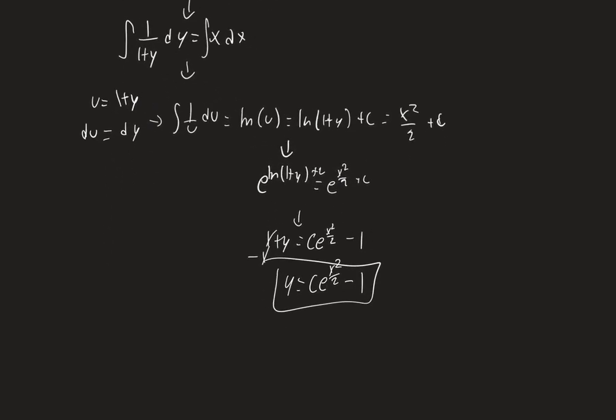Now you can reduce this by putting both of these expressions to the power, or e to the power of both of these expressions. E to the power of ln 1 plus y, the e and the ln cancel out. You're left with 1 plus y is equal to e to the power of x squared over 2 plus c. You can drop the c as a coefficient multiplied in front of e. You have 1 plus y equals c e to the power of x squared over 2, and then you subtract 1 on both sides to get that y is c e to the x squared over 2 minus 1.